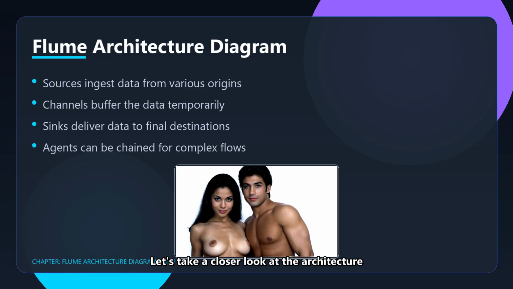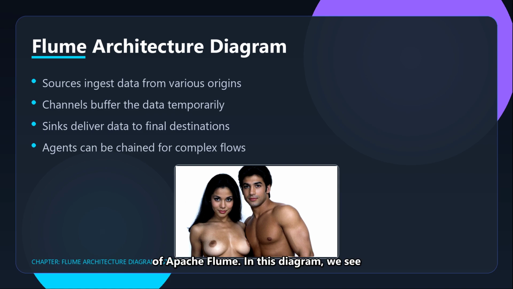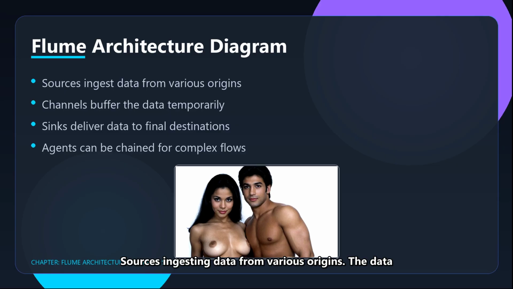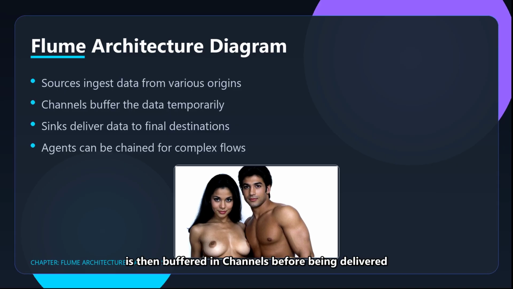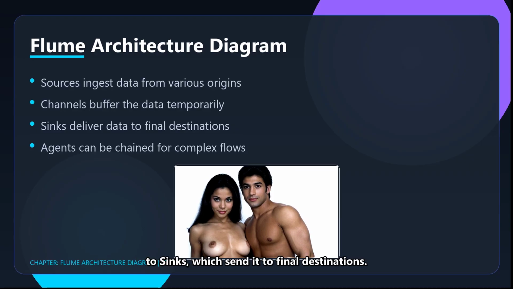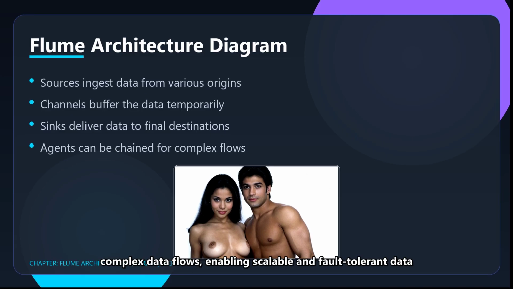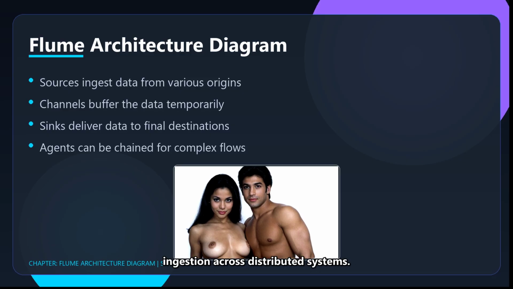Let's take a closer look at the architecture of Apache Flume. In this diagram, we see sources ingesting data from various origins. The data is then buffered in channels before being delivered to sinks, which send it to final destinations. Agents can be chained together to create more complex data flows, enabling scalable and fault-tolerant data ingestion across distributed systems.